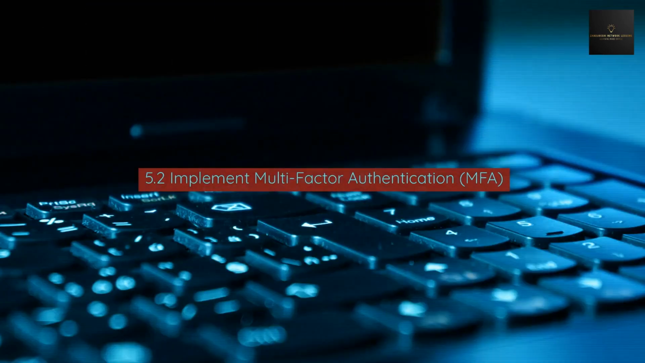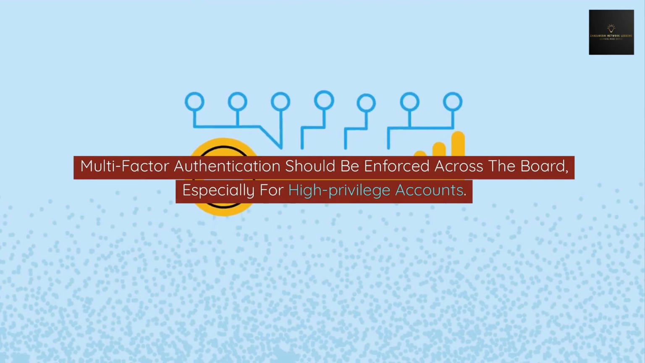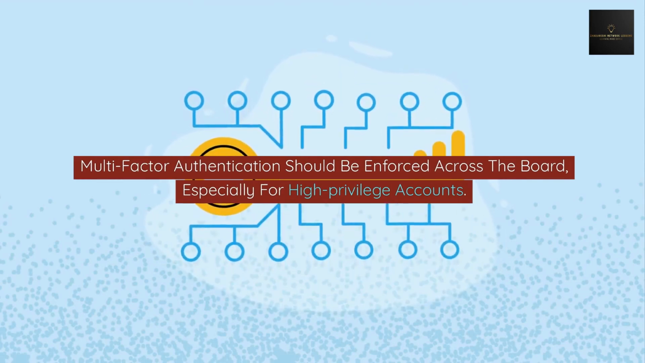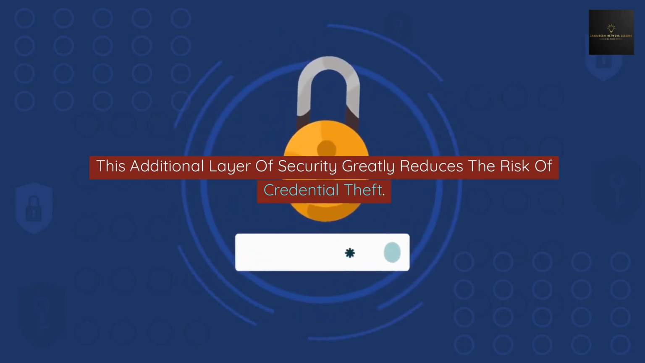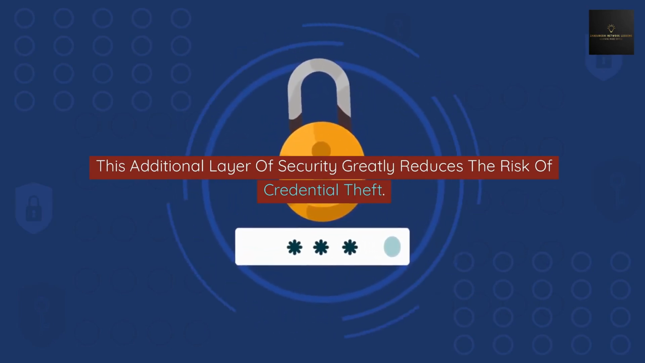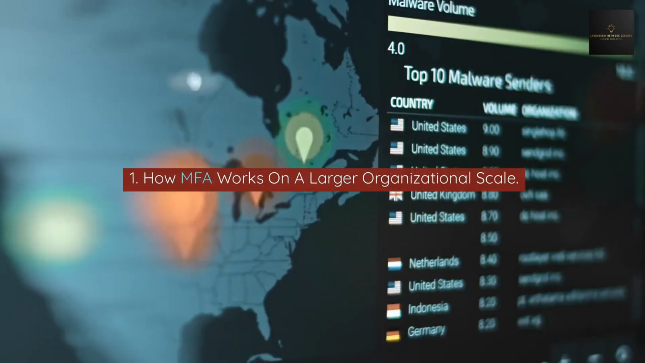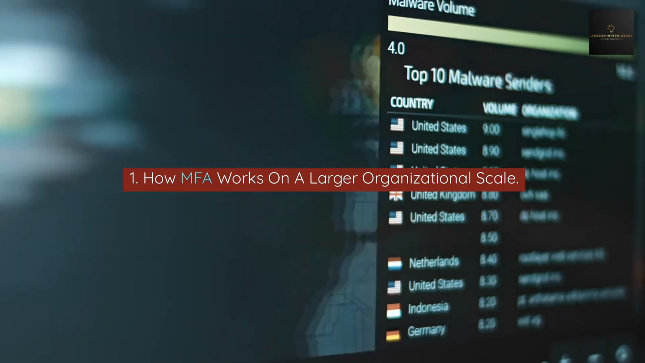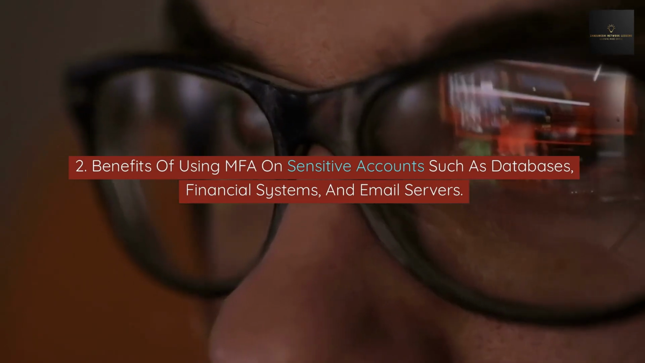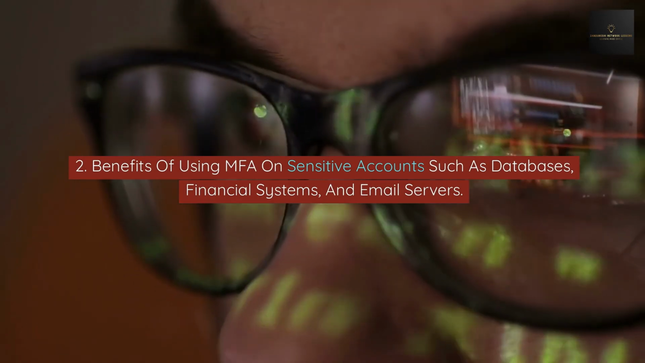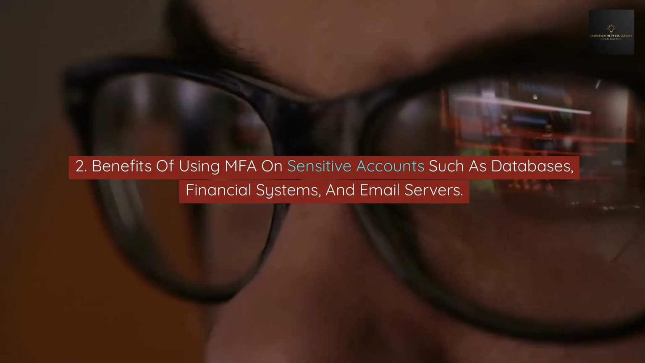5.2. Implement multi-factor authentication. Multi-factor authentication, MFA, should be enforced across the board, especially for high-privilege accounts. This additional layer of security greatly reduces the risk of credential theft. Details. 1. How MFA works on a larger organizational scale. 2. Benefits of using MFA on sensitive accounts, such as databases, financial systems, and email servers.